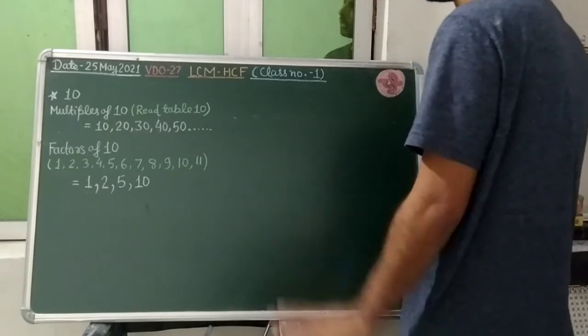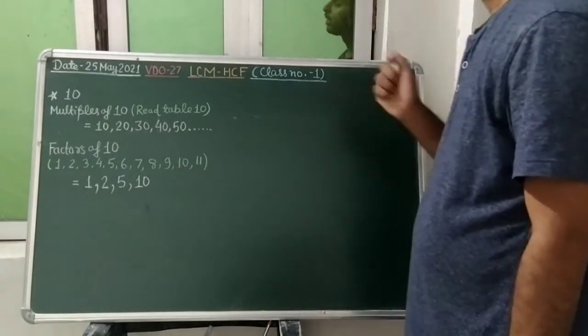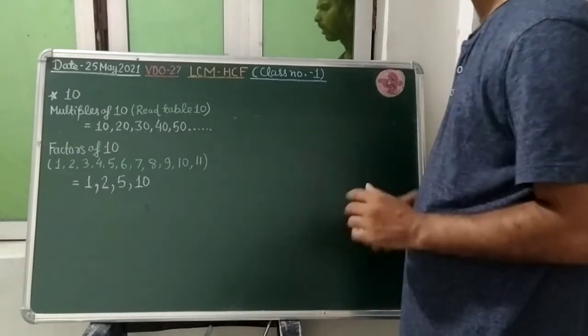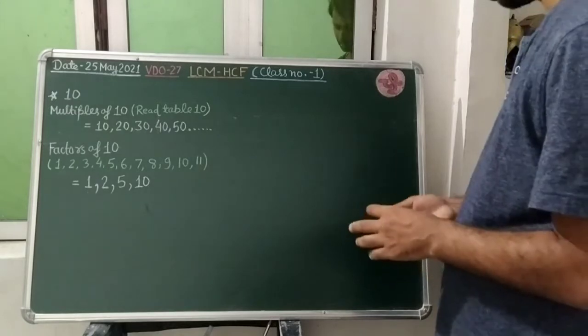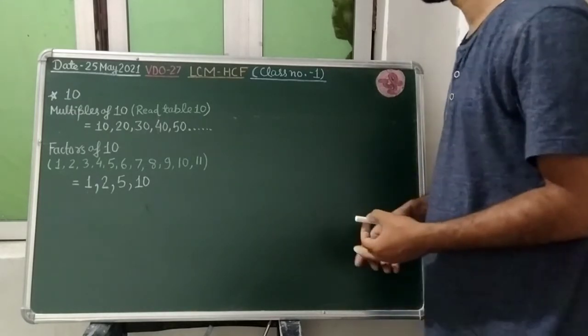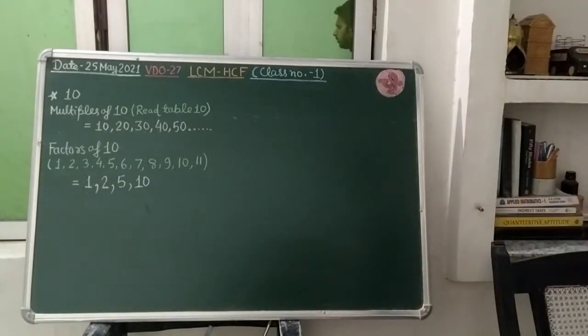So I hope that you have got some idea of differentiating between the multiples and factors. So we'll consider some more examples, and first write up to here.